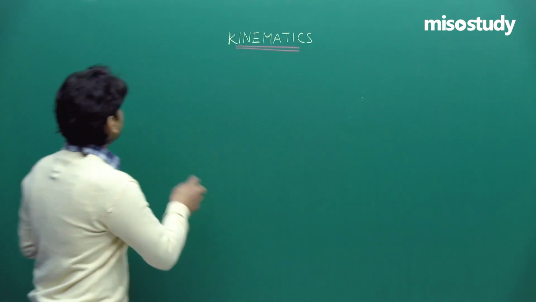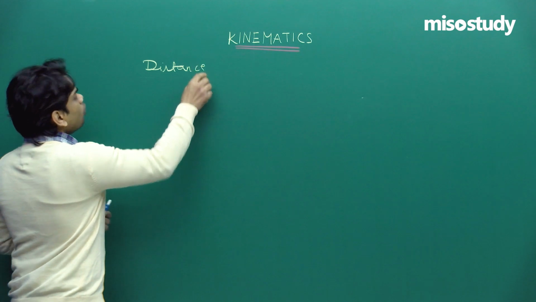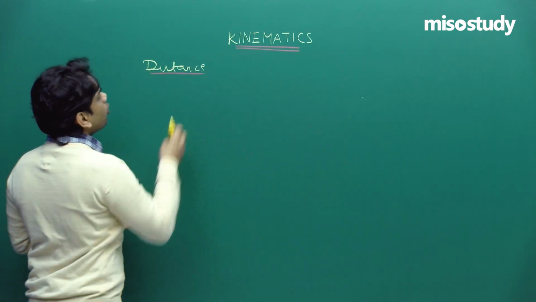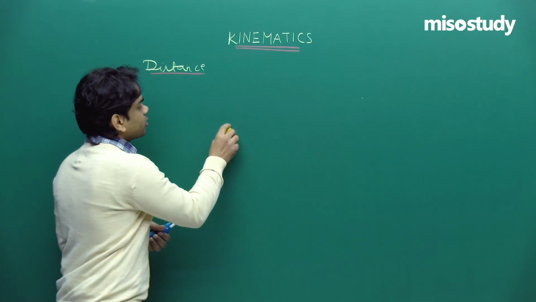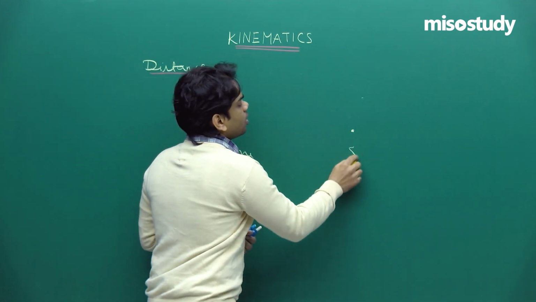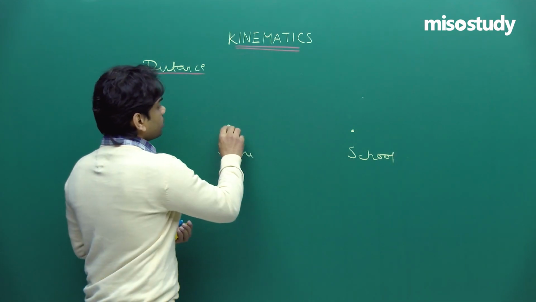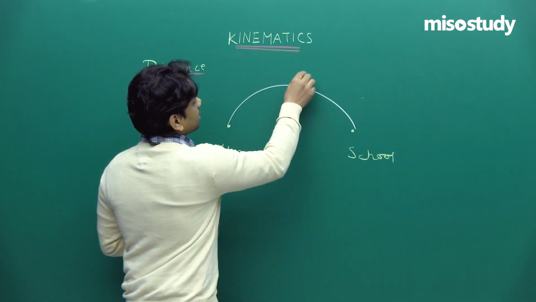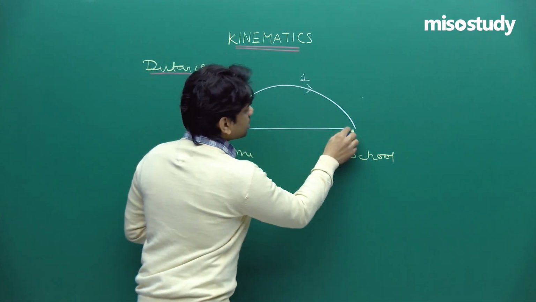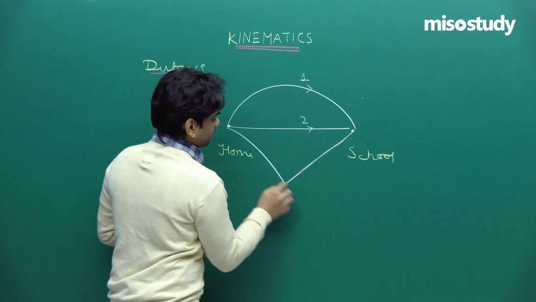First of all, let's see distance. What is distance? Suppose you have started from your home and you're going to school. Let's say this is your home and you are targeting to move to your school. Now, let's say there are three paths while you move from your home to school. This is path 1, this is path 2, and this is path 3.